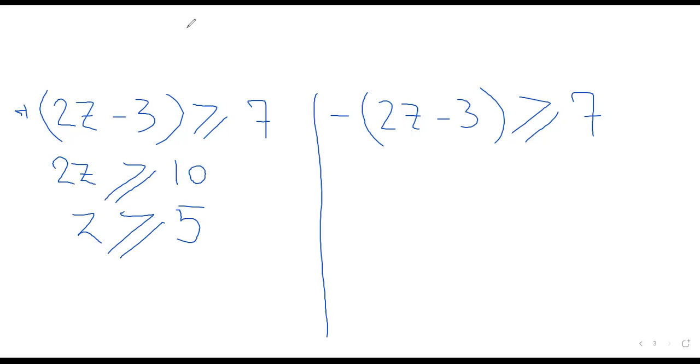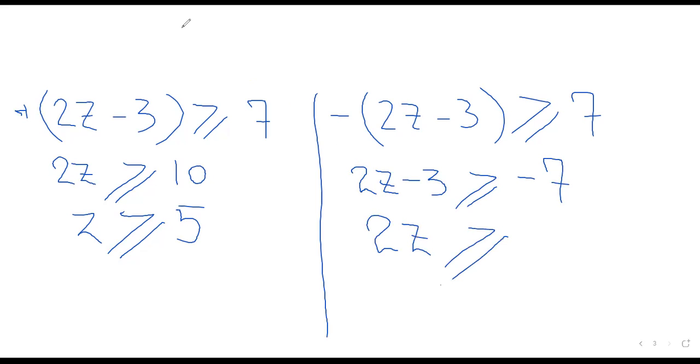In the same way, for the negative one, we have to get rid of this negative sign, so we multiply by negative 1. This makes everything positive on the left-hand side. When we multiply, the minus comes over here. Just to get rid of the -3, we add +3 on both sides of the inequality. So 2z is just over here, and we get -4.